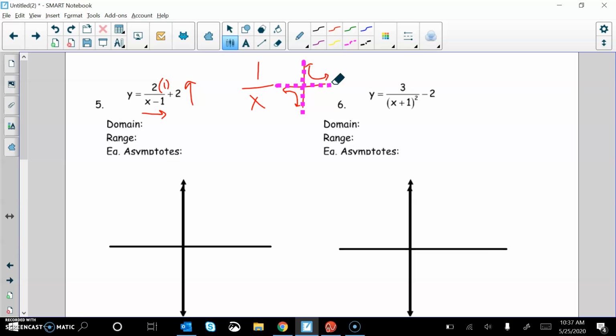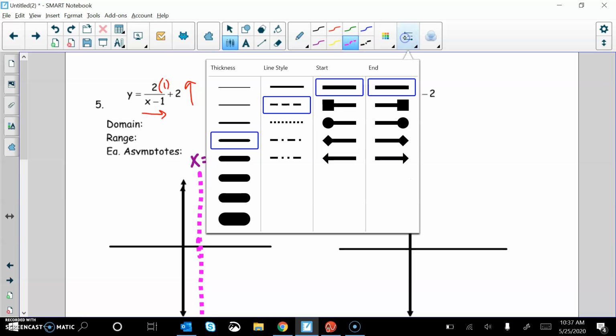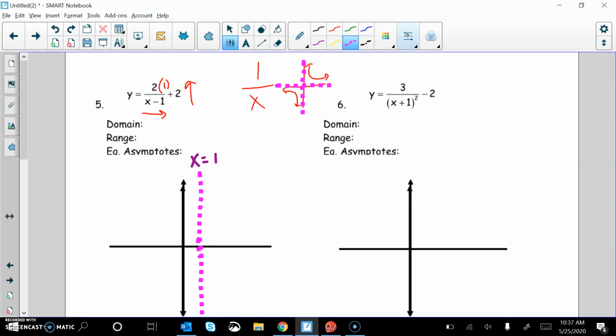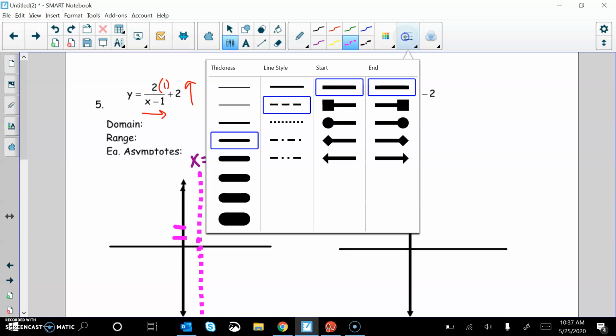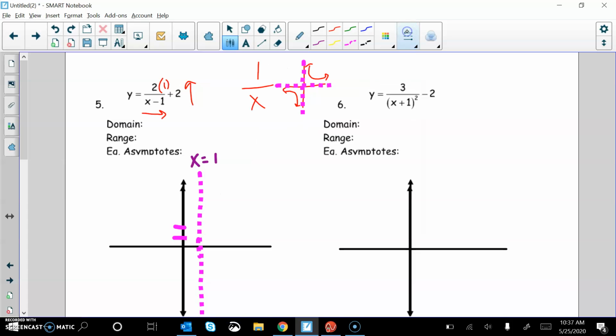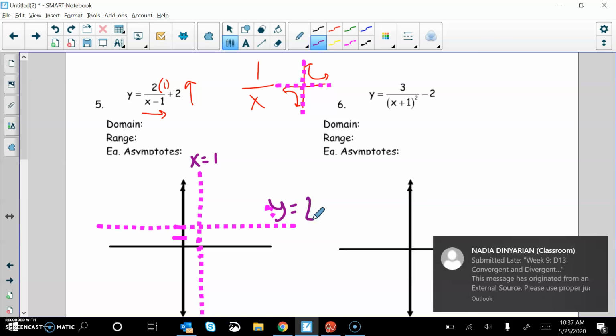So if we go forward 1 unit, your vertical asymptote is now going to be right here at the line x equal to 1. If we go up 2 units, the horizontal asymptote is going to be right there at the line y equal to 2. All right, so those are our asymptotes.